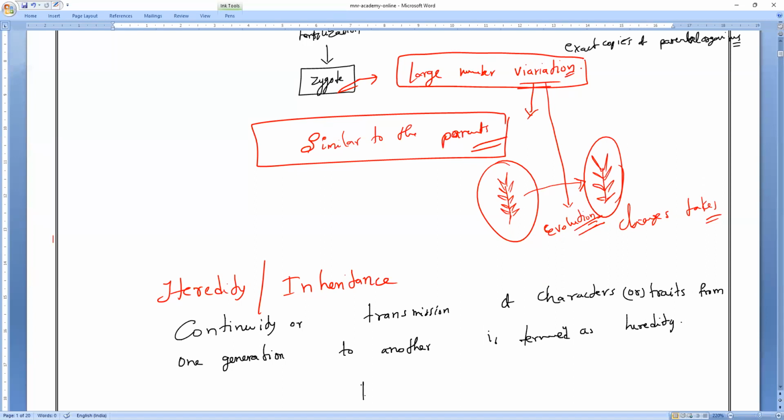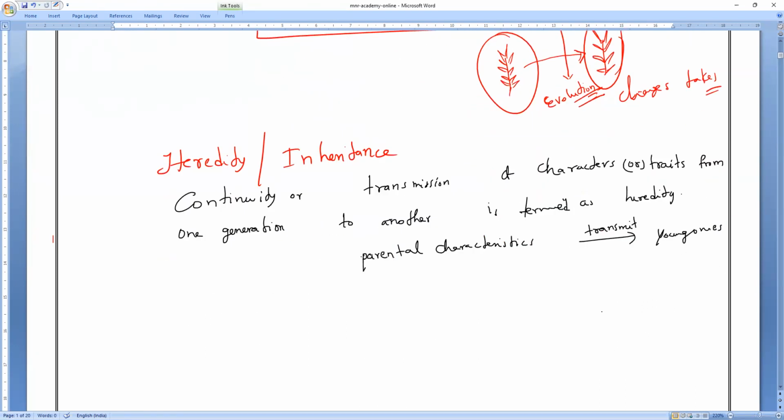So what I simply want to say in a single word is the transferring of parental characteristics to the successive generation, from parents to the young ones. Transmit means passing. That is what we say is heredity, or inheritance.